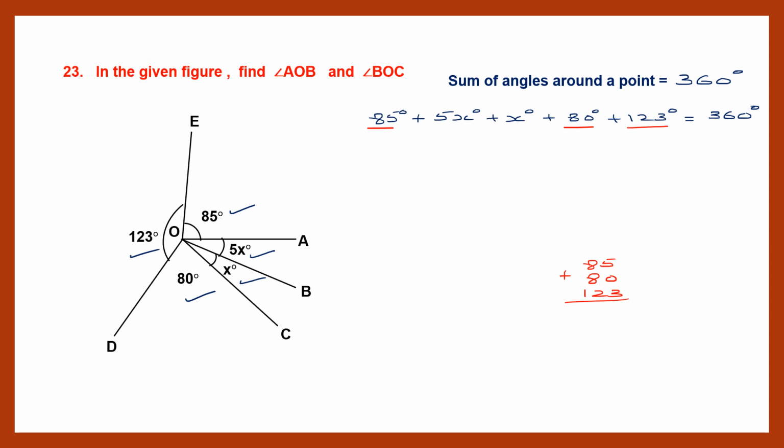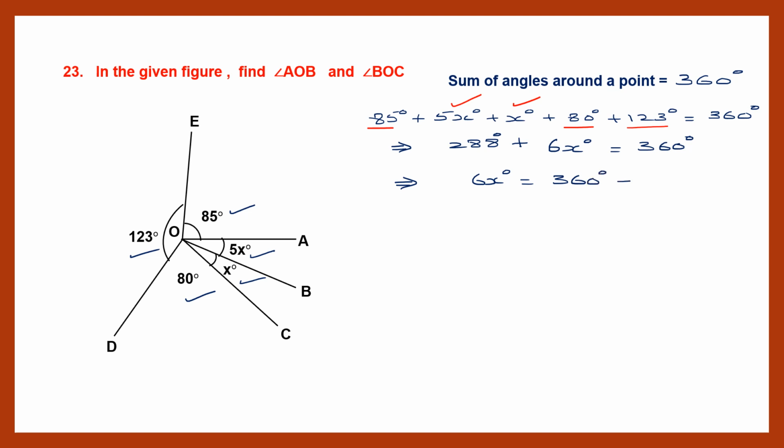Let's add it up. 5 plus 3 is 8. 8 plus 8 is 16, 17, 18, carry 1. 1 plus 1 is 2. 288. That means 288 degrees plus, now let's add up the x degrees. So here we have 5x plus x, that is 6x. 6x degrees is equal to 360 degrees. Now let's find the value of 6x degrees. That will be 360 degrees minus 288 degrees, because I have transposed this from the left side to the right.